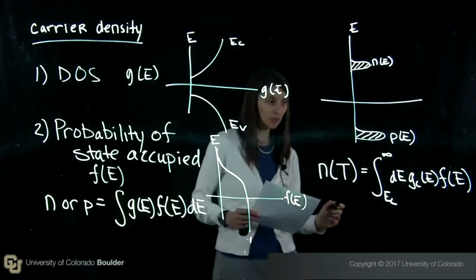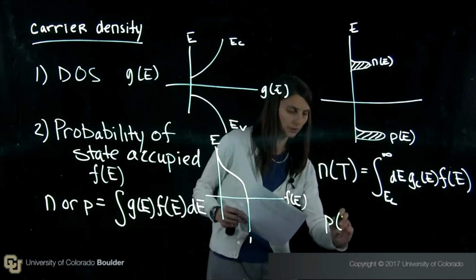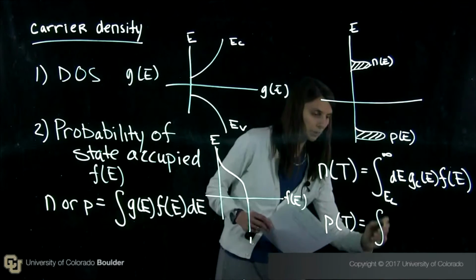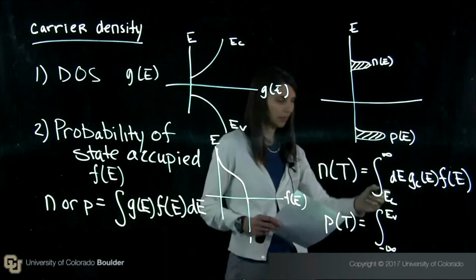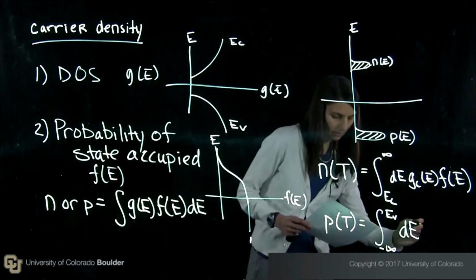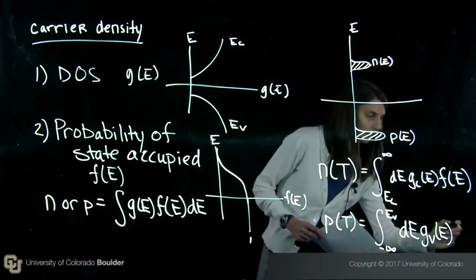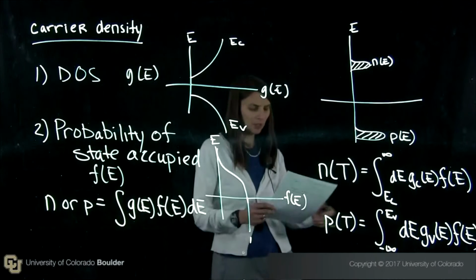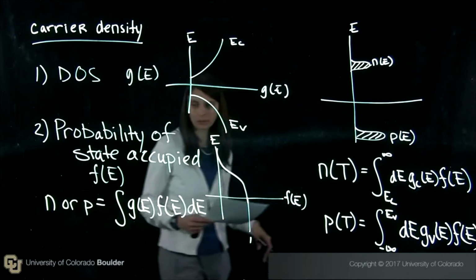We can write down a similar expression for the hole concentration as a function of temperature. And so here, what we're going to do is integrate up to the top of the valence band, going from minus infinity to the top of the valence band. And so again, we're going to have dE, we're going to have g_V of E, which is the density of states in the valence band, and f of E. So that's it. It's simple, right? Well, not so fast. It involves a few more details, and so let me get to that.